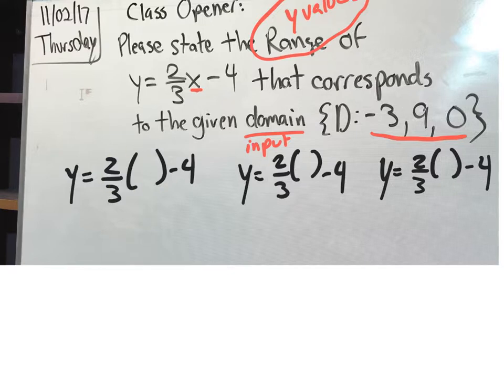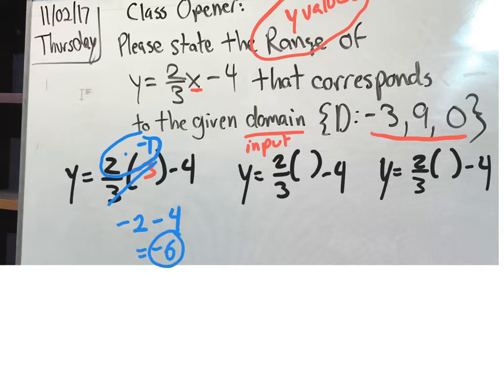And let's plug in the first input, -3. It's going to go right into that parenthesis, -3. And when we divide, -3 divided by 3 is -1. So I really have 2 times -1. 2 times -1 is -2. And when we have the -4 that comes down, -2 minus 4 is -6.